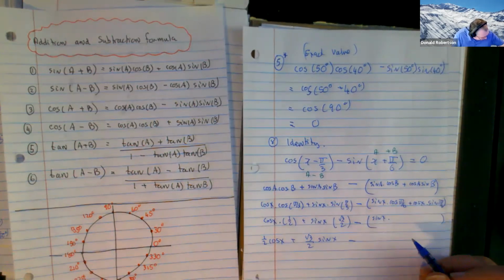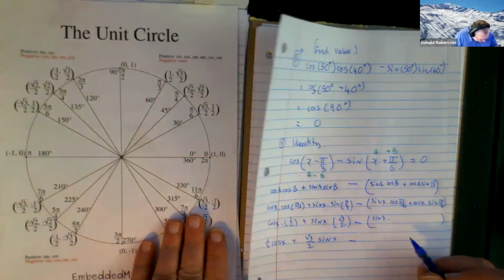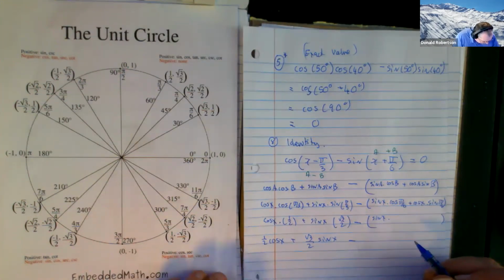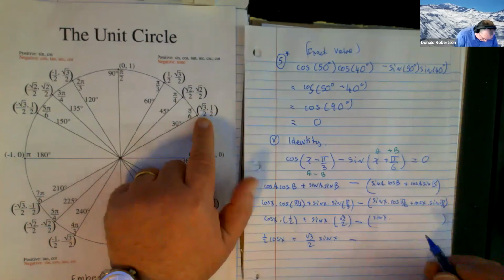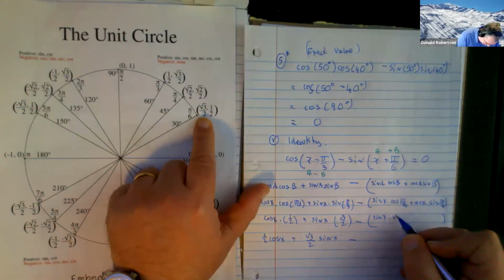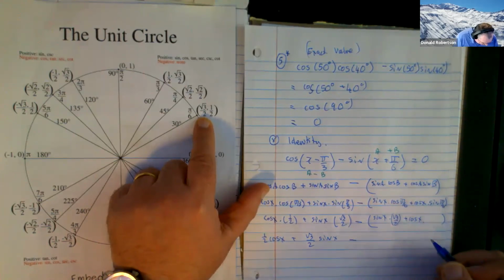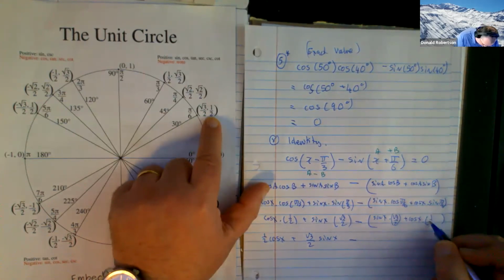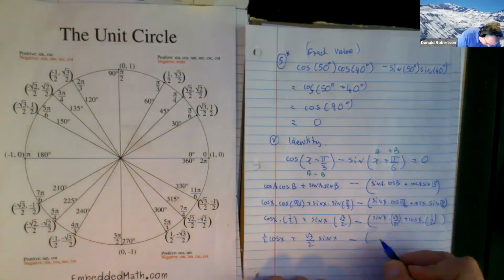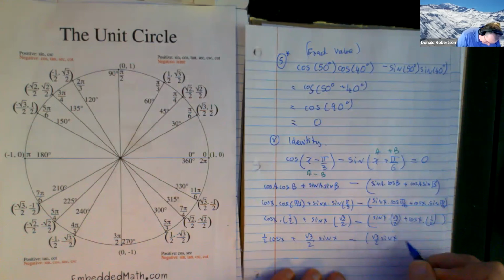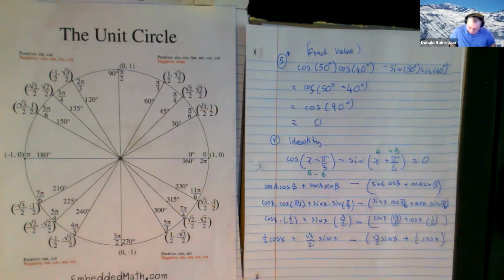Cosine of pi upon 6. Here's our guy. Cosine of pi upon 6 is root 3 upon 2. Plus the cosine of x times the sine of pi upon 6, which is a half. And so you get root 3 upon 2 sine x plus 1/2 cosine x.